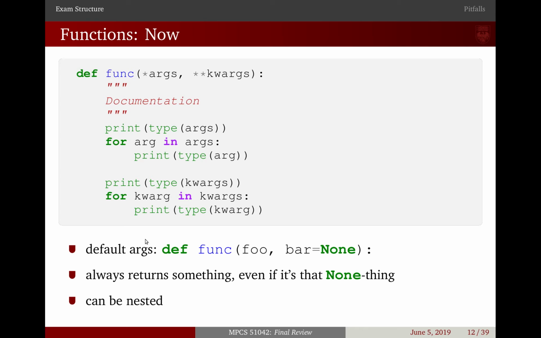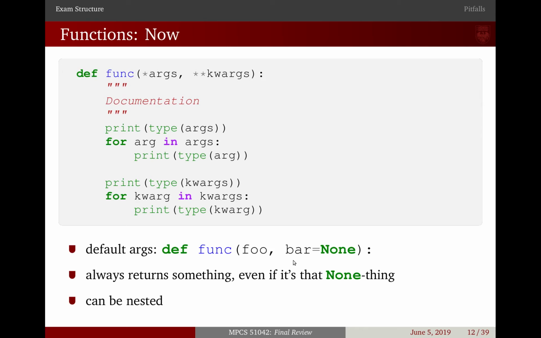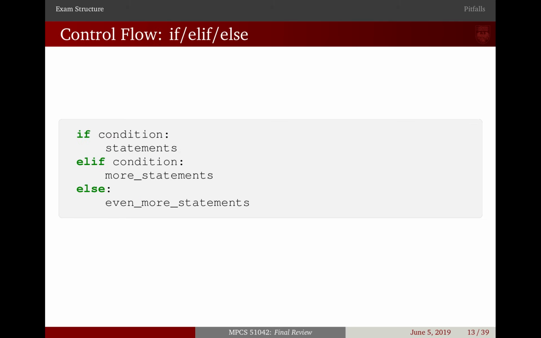If functions don't have a return statement, they always return something, and that something is nothing, right? Or None. So just because the return isn't there doesn't mean that we don't get anything back. And these functions can also be nested, which we'll talk a little bit more about later in detail with decorators. So that's functions. We have a lot more going on there than we did at the beginning of the course.